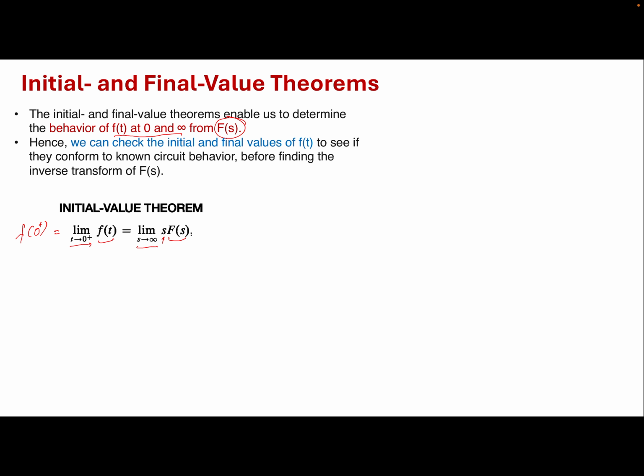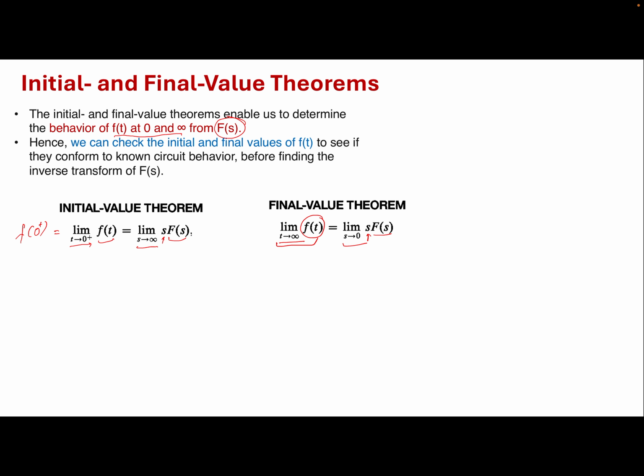I'm going to derive this in a second, and then we're also going to do an example problem to make sense of it. The final value theorem states that the final value of the time domain function f(t), as t approaches infinity, can be figured out in the s domain by multiplying F(s) with s and then taking the limit as s approaches 0.